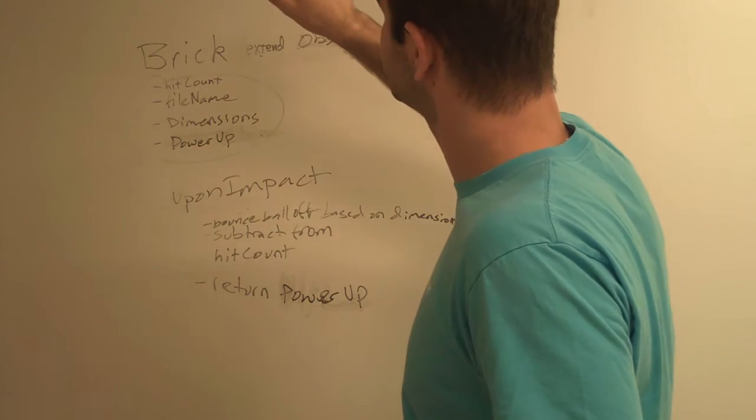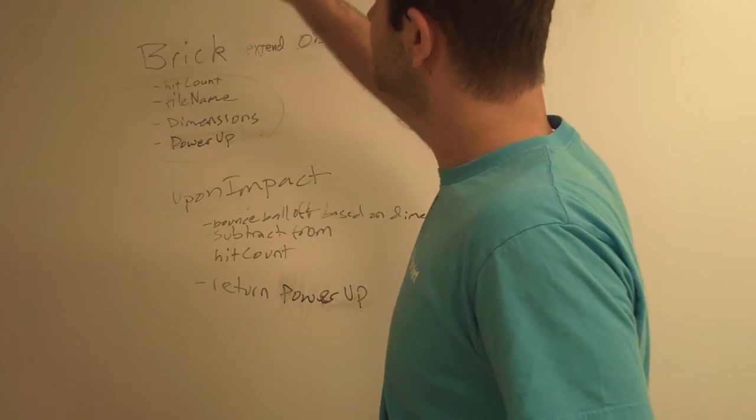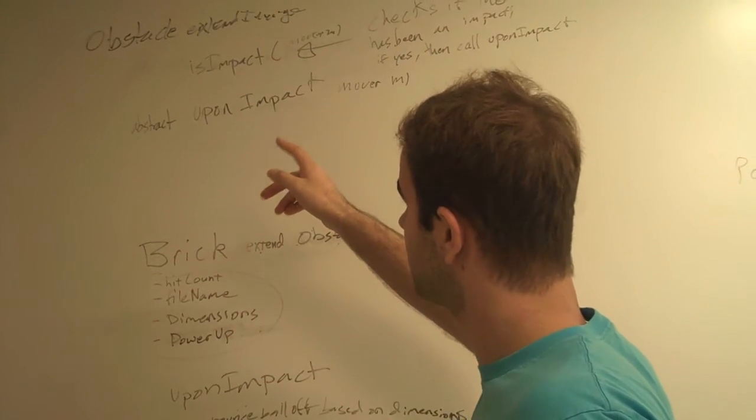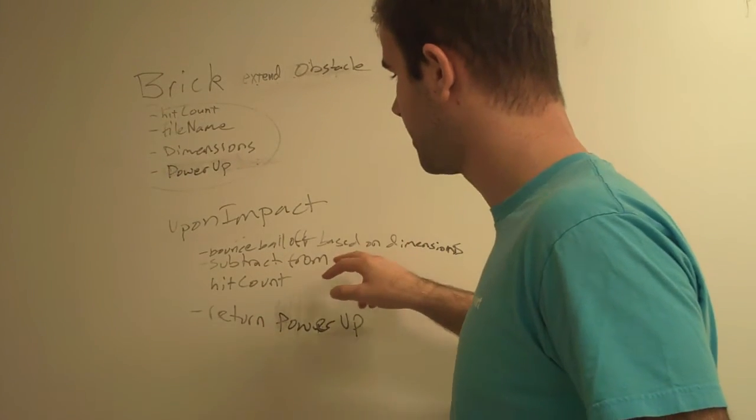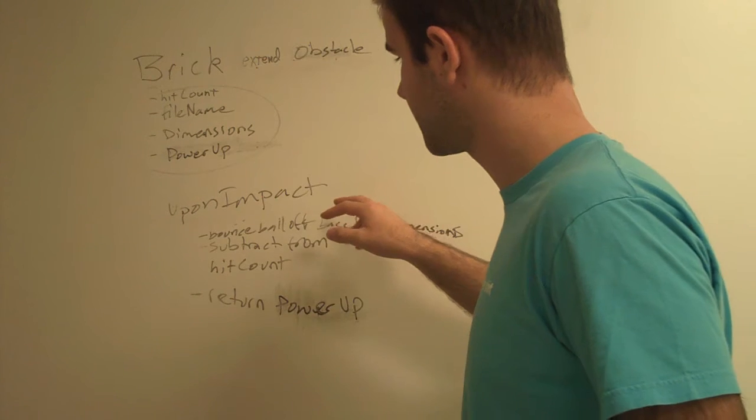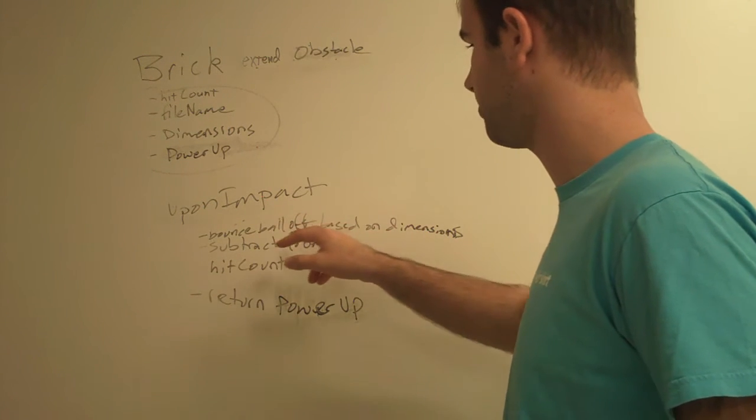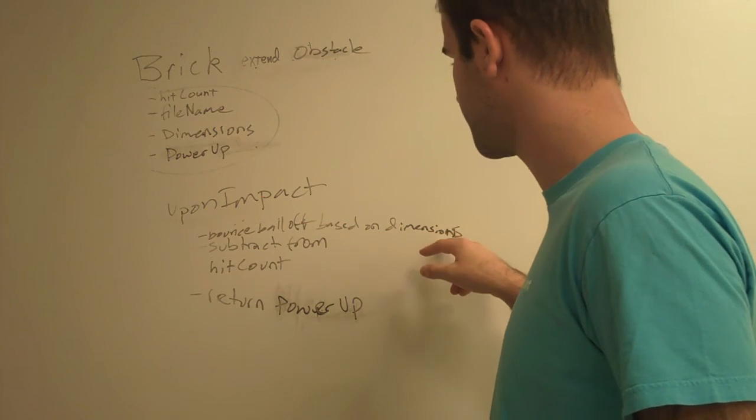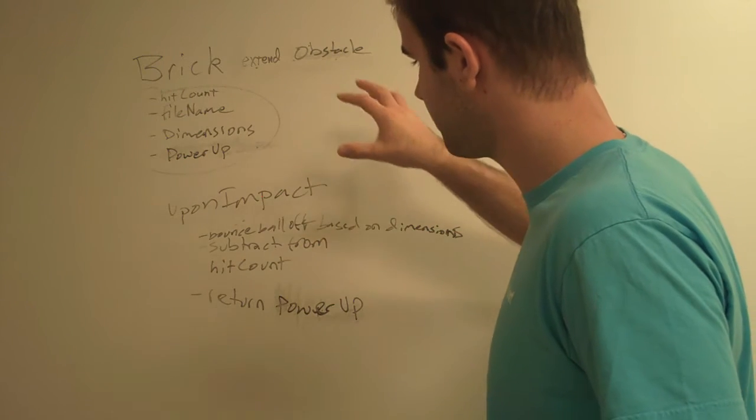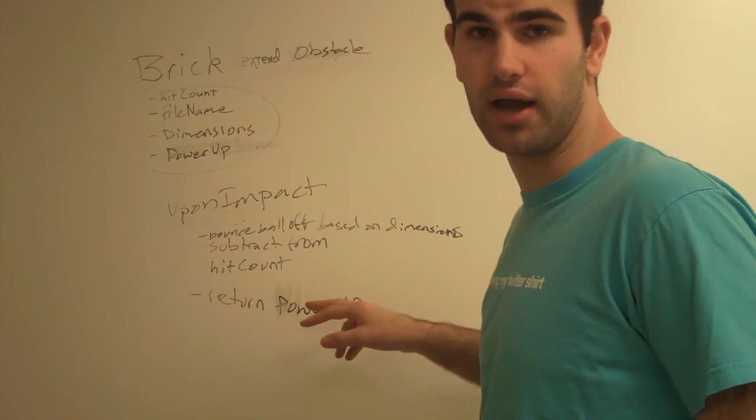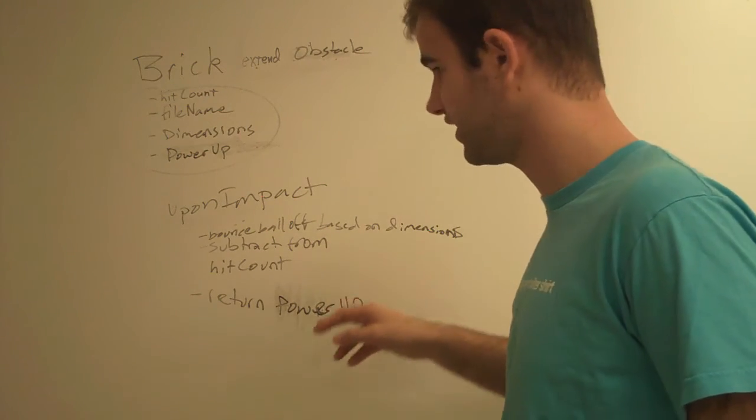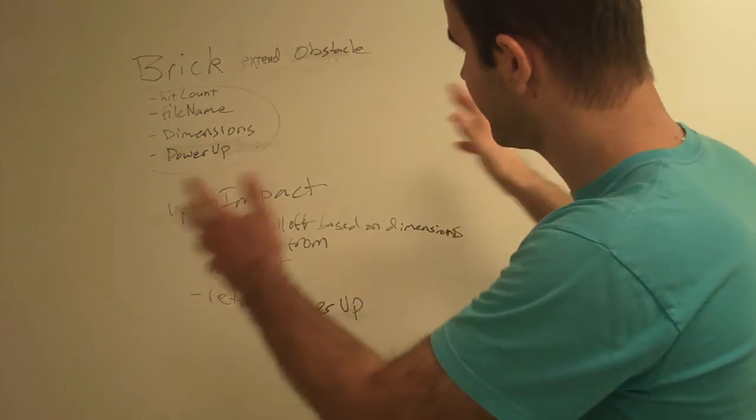So going back to this, every mover is going to check to see if it hits an obstacle. If it does, the obstacle is going to call its uponImpact method. In brick's case, the uponImpact method is going to bounce the ball off of the dimension, off of the image, subtract from hit count, and return the power-up if in fact hit count is equal to 0. So that's brick in a nutshell.